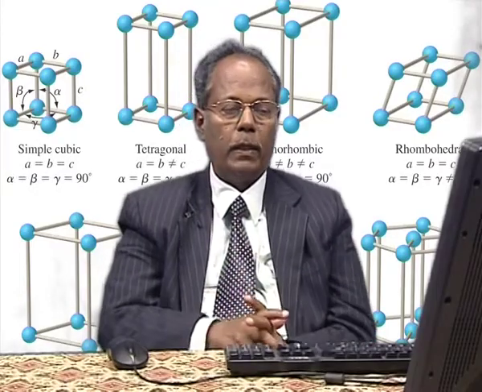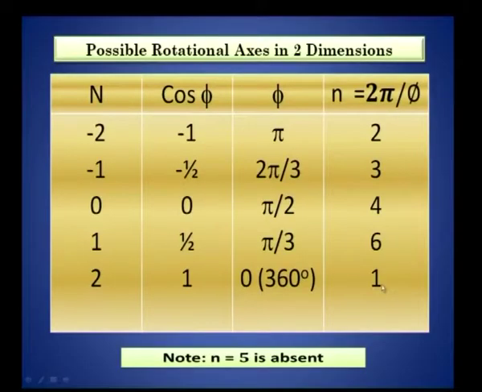What do you find here? You find the numbers 1, 2, 3, 4. What about 5? 5 is missing, right. You got 6, right. Note n equal to 5 is absent, right. That is the important thing that I want to tell you with regard to possible rotational axes in 2 dimensions. What is the meaning of the fact that 5 is absent?